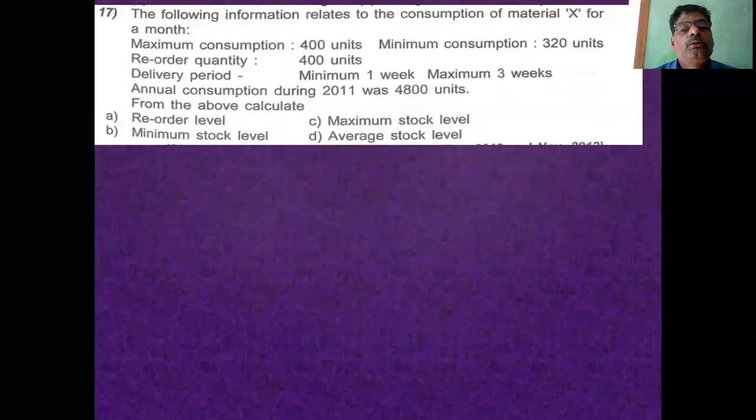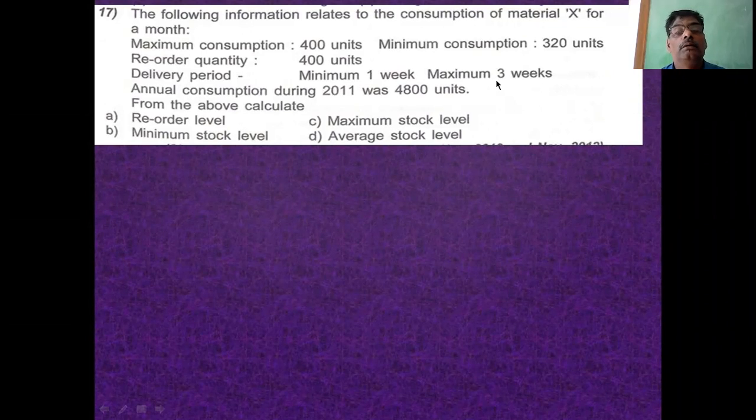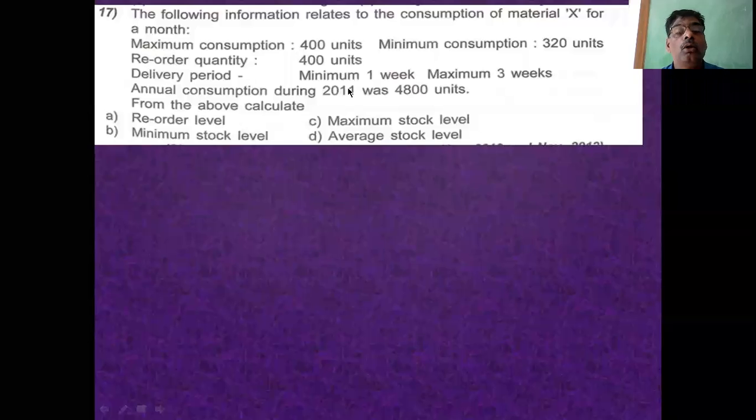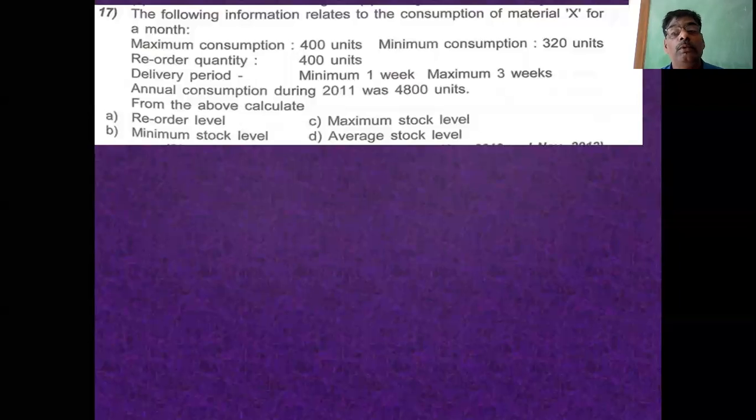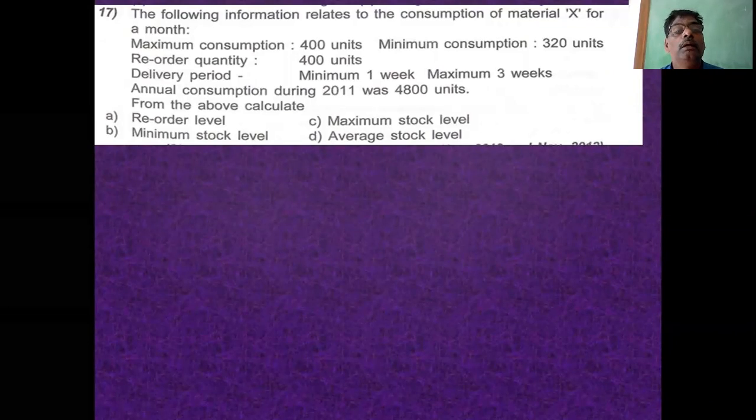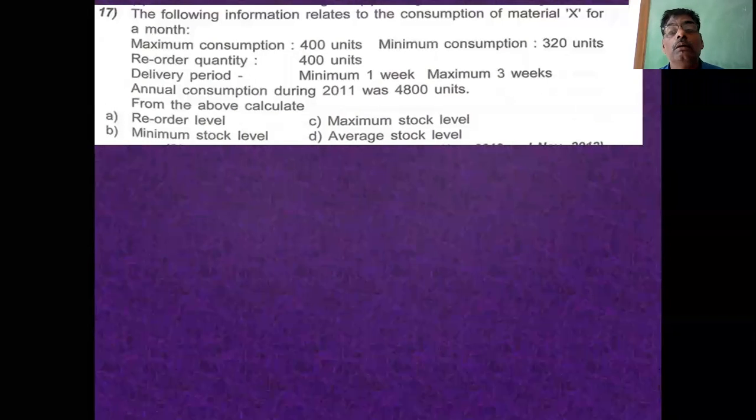Before going to solve this problem, you have to see the problem carefully. Delivery period is clear, regarding 1 week and 3 weeks. There is no doubt regarding that. Delivery period is in weeks. What about the consumption? Whether the consumption is in week or month or annual base, you have to see it very carefully. Nothing is mentioned here. Maximum consumption 400, minimum consumption 320. This is in general. What does it mean?